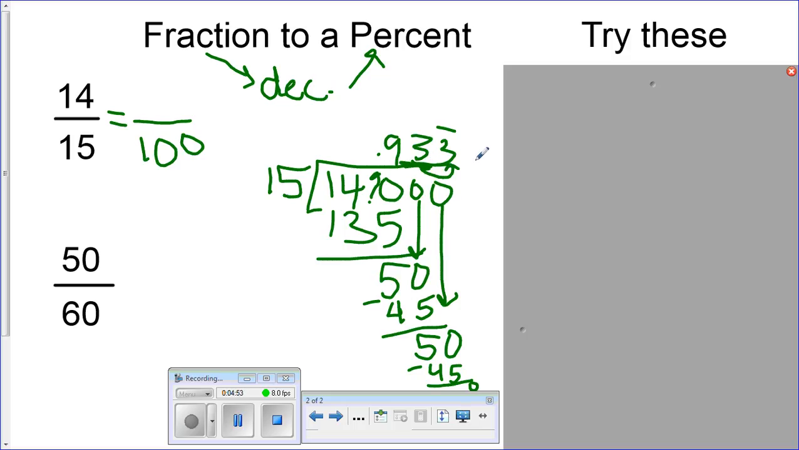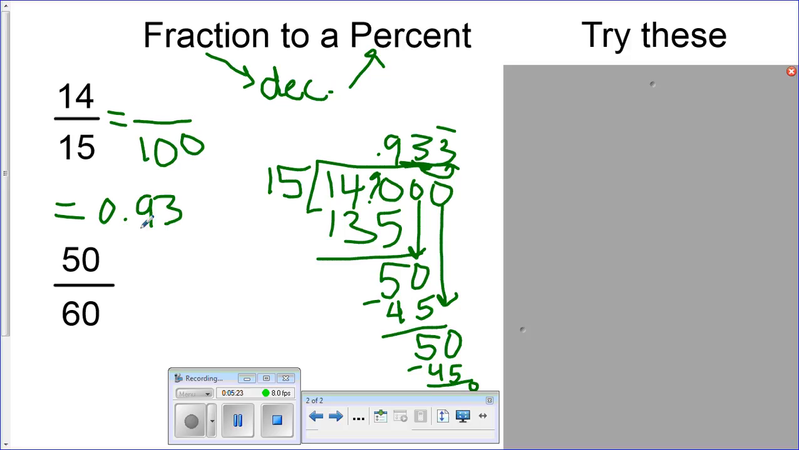That's wasting some time. So my 3 here is going to remain a 3 because in my thousandths place, this digit is smaller than 5. So if I'm going to convert 14/15 into a percent, we need a decimal. So we know that that's equal to 0.93.